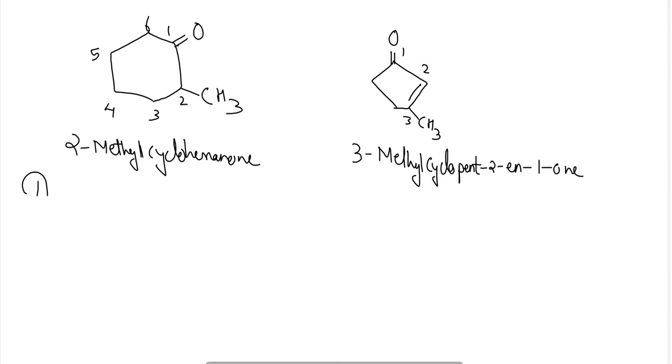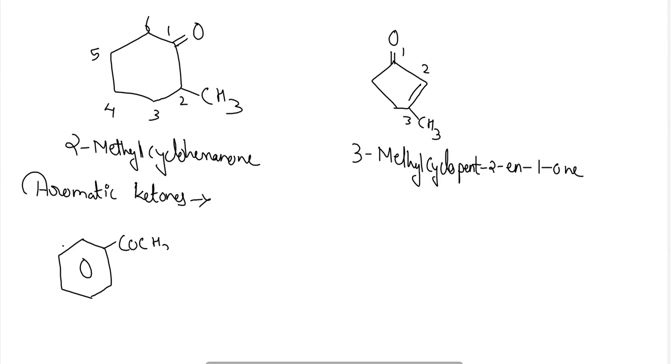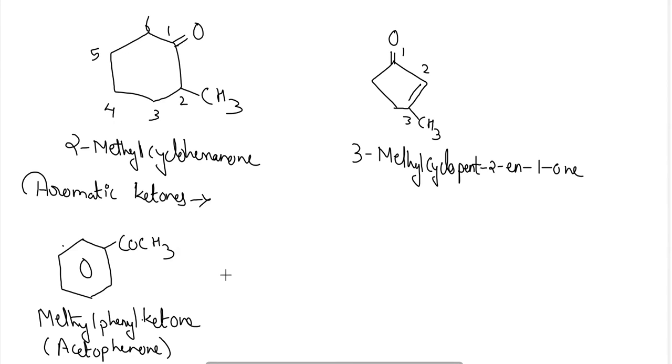Next, we can also name the aromatic ketones. Let's take some examples of aromatic ketones. A benzene ring attached to the ketone group. The name will be methyl phenyl ketone. Okay, this is the common name. Methyl phenyl ketone or acetophenone. Okay, the name will be acetophenone.